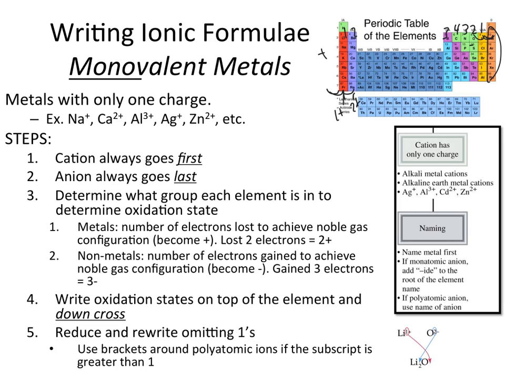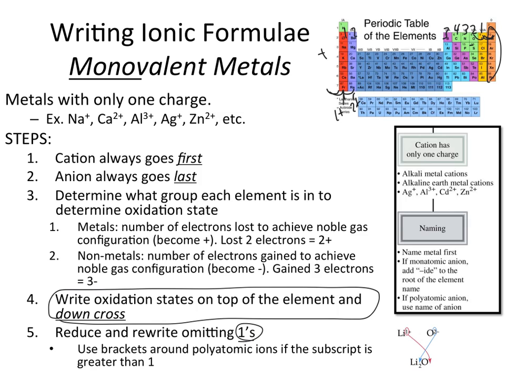So once we figure that out, write the oxidation states on top of the element and cross down. And we always want to simplify, so that means that we reduce if there's a common factor, and if there's ones, well, we don't write them. Okay. If you're talking about polyatomic ions, which we've previously done, and we're going to be talking about them now, if their subscript goes around a polyatomic ion and it's greater than 1, for example 2, we're going to need brackets, because remember that polyatomic ions act as a single unit.